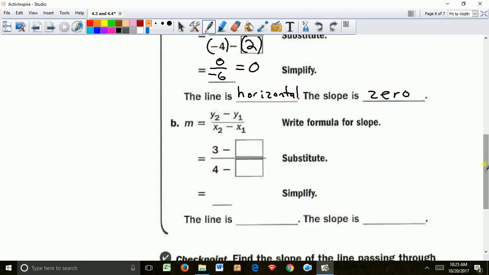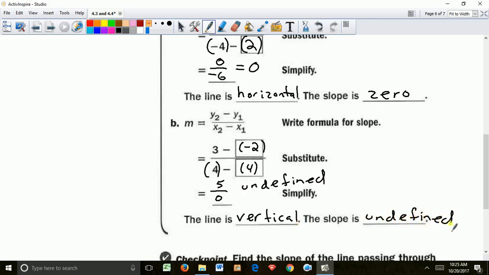And then for part B, they made 3 y2, which means that y1 has got to be negative 2. X2 is 4, and then x1 is also 4. And if you simplify this, 3 minus the opposite of 2 is 5. 4 minus 4 is 0. Division by 0 is undefined. So you're calculating the slope between 2 points, and the slope is undefined. The line is definitely going to be vertical. So in this case, the slope is undefined.